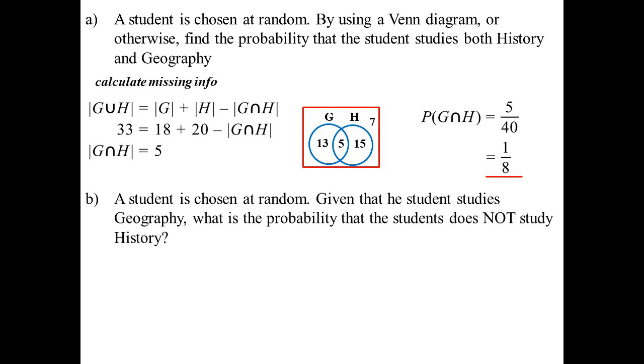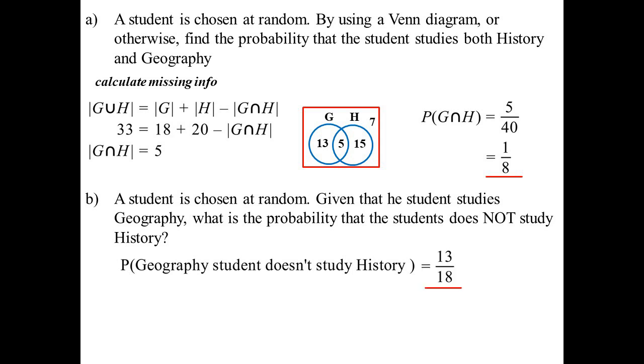So part B then said, well, a student's chosen at random. Given that this student studies geography, what's the probability that the student does not study history? So we know they study geography, but they do not study history. That's what I'm looking for. I can look at the diagram. If we know they study geography, it's now like geography has become the universal set. That's all I'm interested in. And there's only 18 in that. And of those 18, 13 are not in the history set. So it must be 13 out of 18 would be our probability.